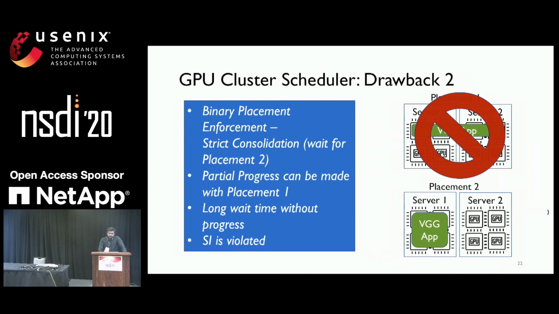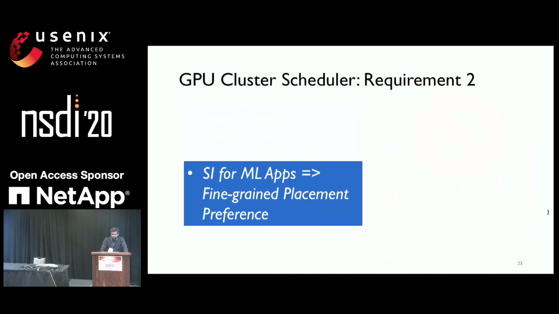Tiresias proposes a binary placement enforcement optimization, which for highly placement-sensitive apps like VGG prefers waiting in a queue for dense placements. However, this fails to account for the fact that partial progress can still be made with a suboptimal placement. This leads to lost opportunities to make app progress, and this inability to account for fine-grained placement preference can lead to long wait times and hence sharing incentive violations. To overcome this issue, accounting for fine-grained placement preference of apps is important to guarantee sharing incentive.